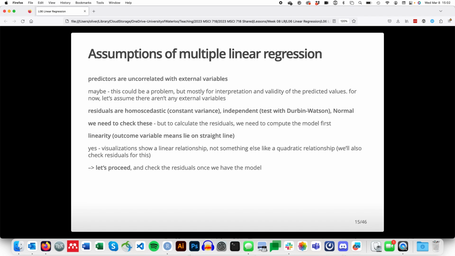So now you're in a situation where you don't do all of your assumptions up front. You have to do some of them, or just at least plan and think, okay, these are things we're going to check later. Create your model. Then once you create your model, you can go back and check to see if it meets those. And if it doesn't, you revise your model.